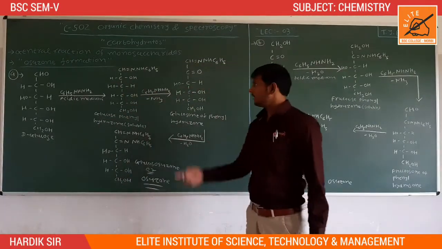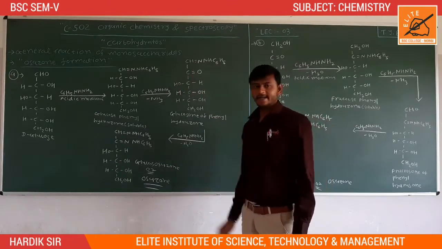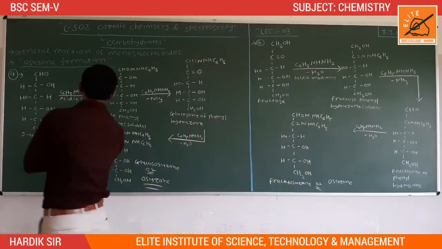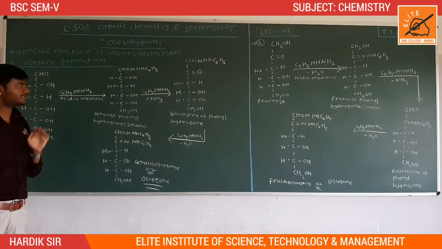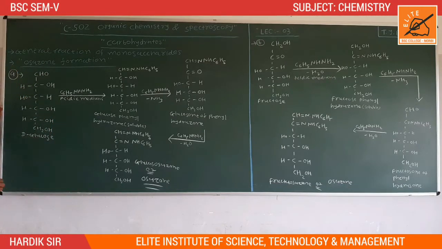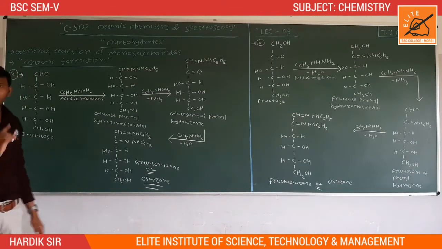Now we have learned about the general reaction of monosaccharides. Unit number 2, carbohydrates, and this is our topic, general reaction of monosaccharides. This is the osazone formation. Now we have learned about the osazone formation.